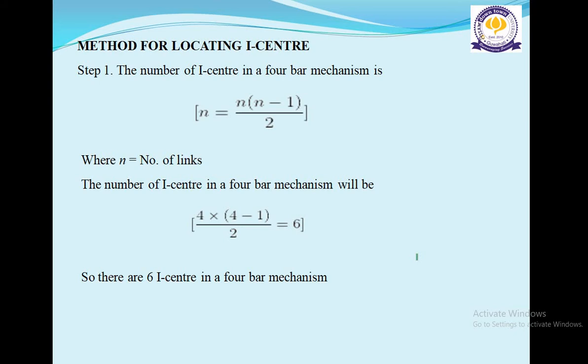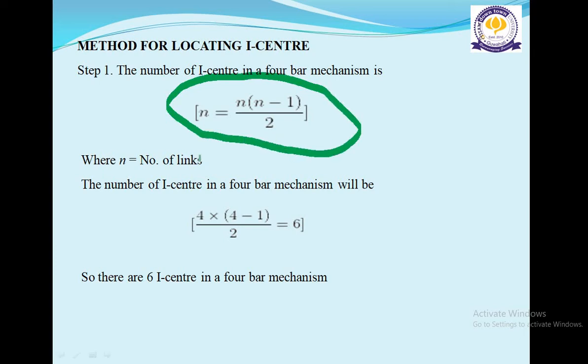Methods for locating I-center. Step 1, the number of I-centers in a 4-bar mechanism is given by the expression N is equal to n into n minus 1 divided by 2, where n is the number of links. The number of I-centers in a 4-bar mechanism will be 4 into 4 minus 1 divided by 2, which is equal to 6. So there are 6 I-centers in a 4-bar mechanism.